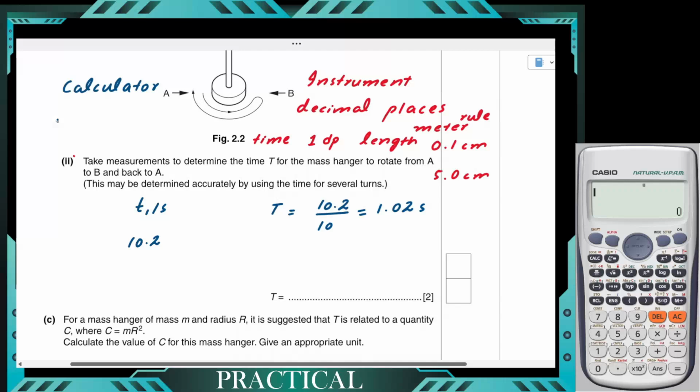The other thing is, once you calculate a value through a calculator, in that case you should be careful with significant figures. You don't worry about decimal places. After you use the calculator, you worry about the significant figures.